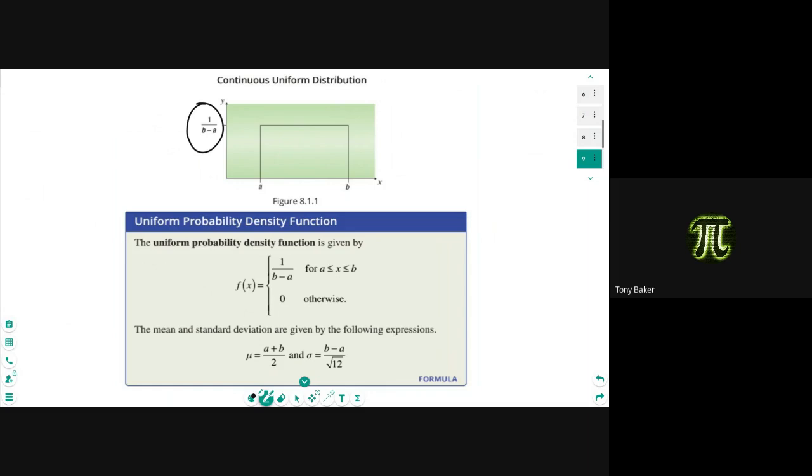So that's the height. And by definition, the height is going to tell you whatever your probability is. So that is basically your probability of that occurring.